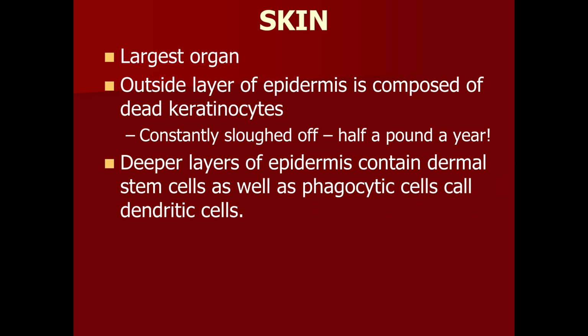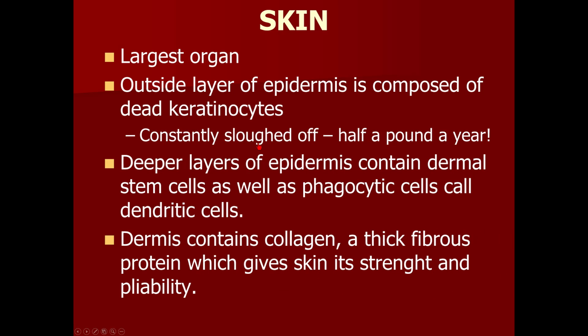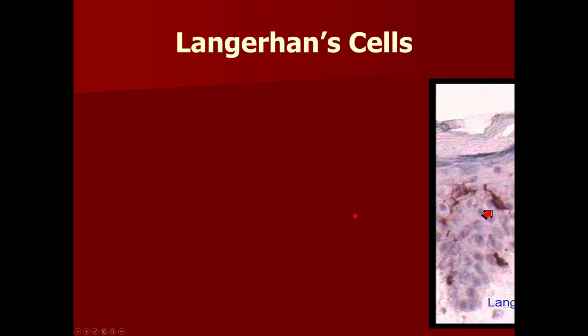And the deeper layers of your epidermis contain some of these stem cells, as well as some phagocytic cells, which we call dendritic cells, and we'll talk more about them as we turn. And then we also have collagen in our dermis, which creates kind of this really tough, rigid structure. I just realized that strength is misspelled here. And some of the pliability that's concerned with our skin.